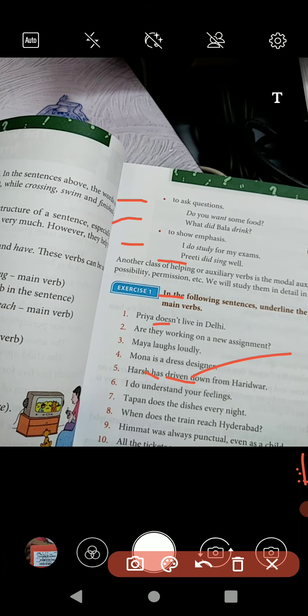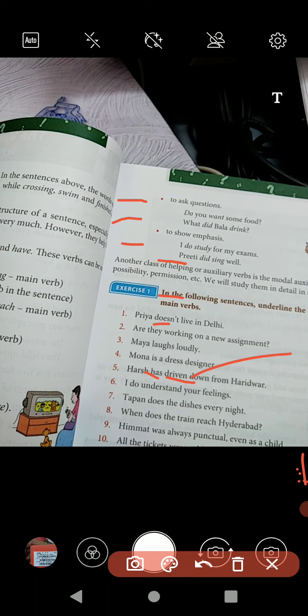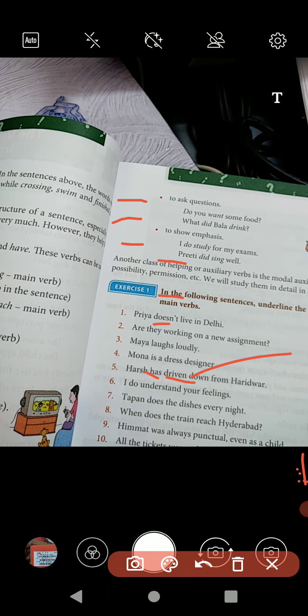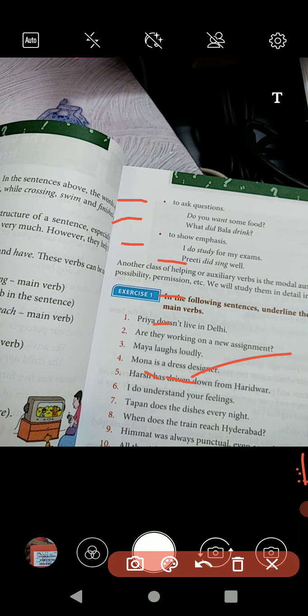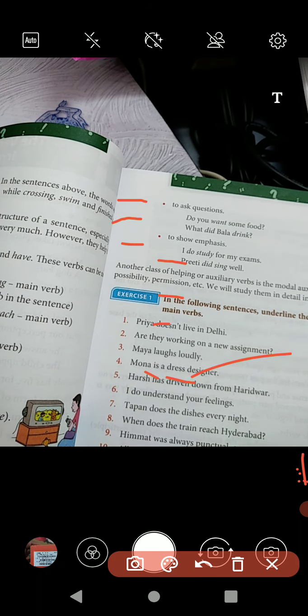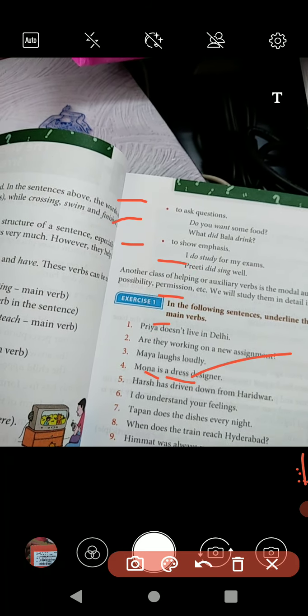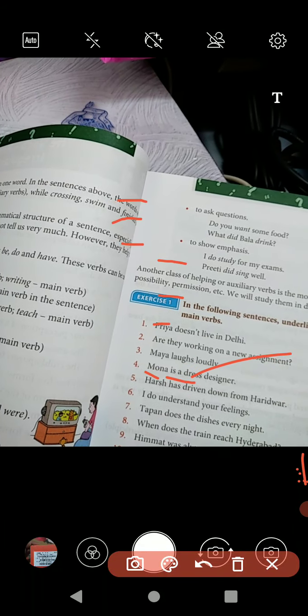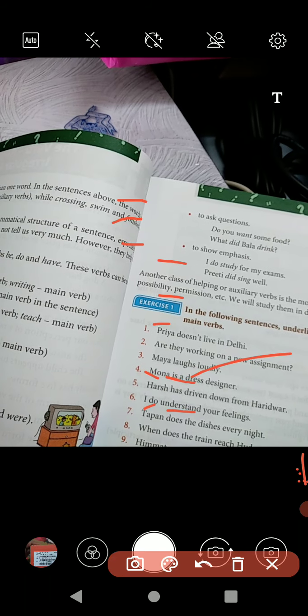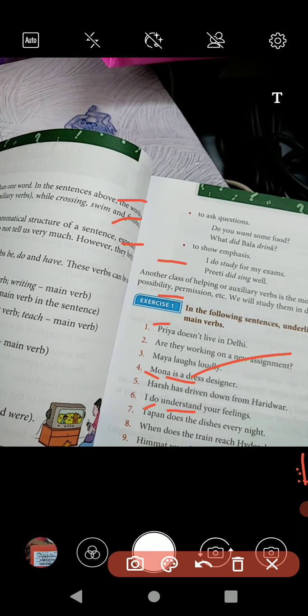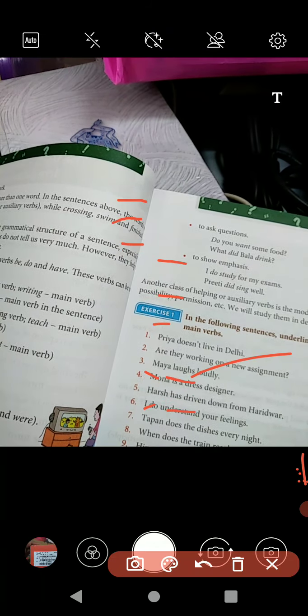And the sixth one, I do understand your feelings. So in this sentence, do is the auxiliary verb, understand is the main verb. So do is the auxiliary verb, understand is the main verb.